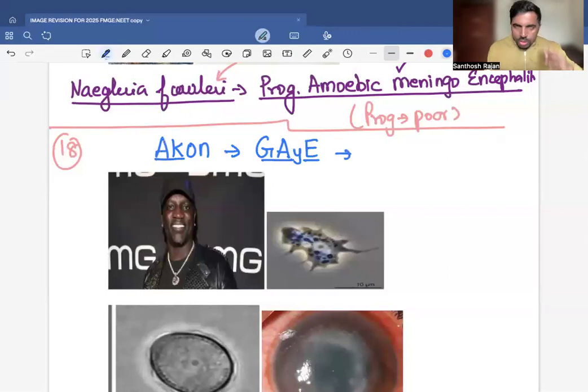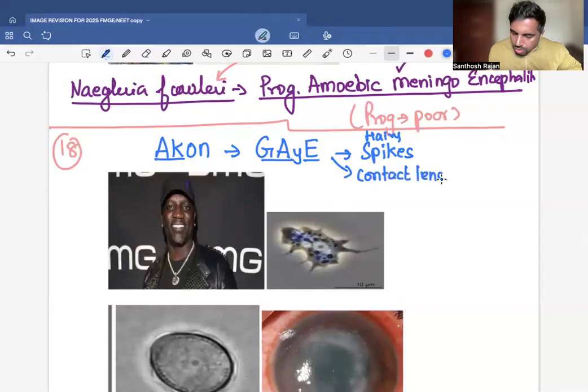You usually keep a lot of spikes in your hair. Okay, spiky hair. And then you wear a lot of contact lenses, to look hot, to look sexy. Everyone puts them on, but here also they'll put it, just for a remembrance. So Akon wears a lot of contact lenses.